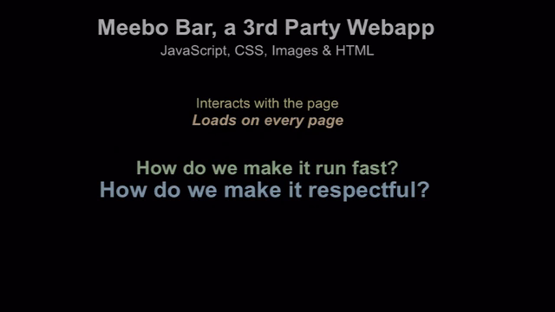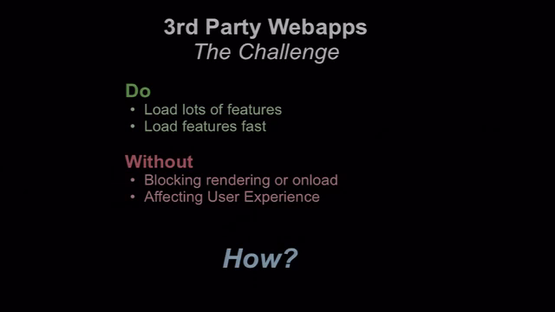It is very important that we ask ourselves as third-party web app developers, how can we make this run fast? And how can we make it respectful of the environment it lives in? Because it's not ours. If the Meebo bar is everywhere on the web, and it slows down the websites it's on, it slows down a significant portion of the web for all users, which is not good.